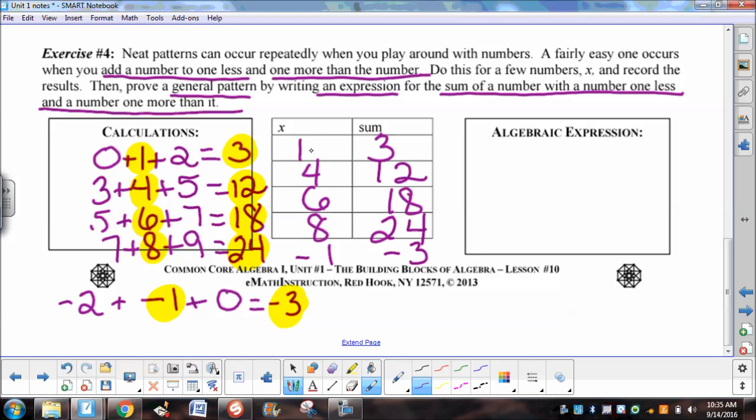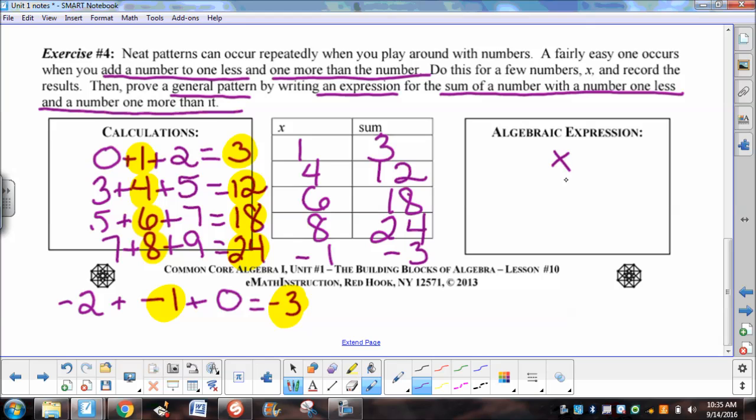Hopefully you're starting to see some kind of pattern between the number and its sum. Hopefully you're saying they're all multiplied by 3. 4 times 3, 6 times 3, 8 times 3, negative 1 times 3.